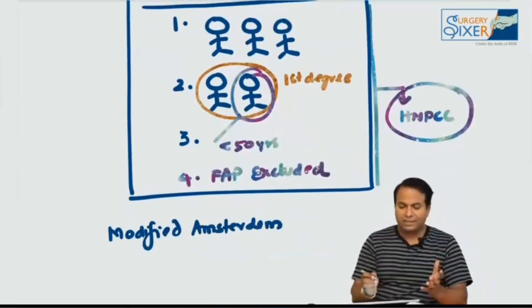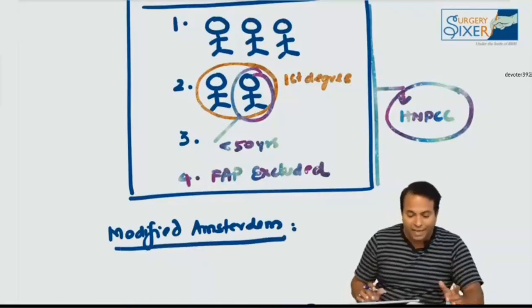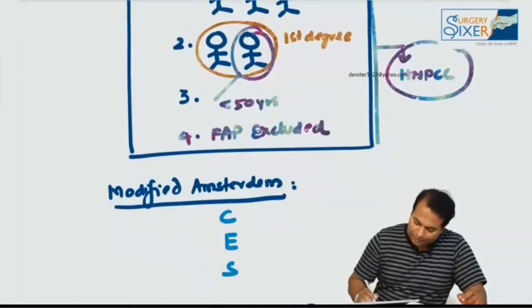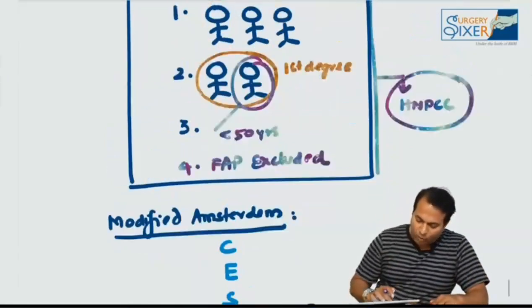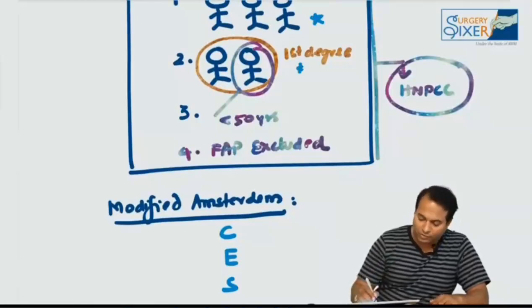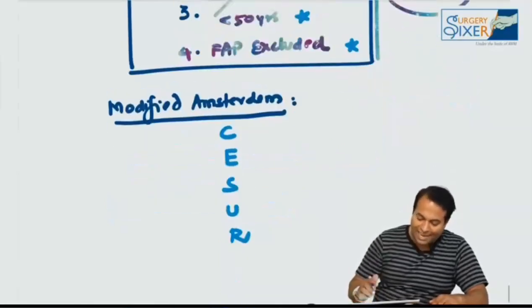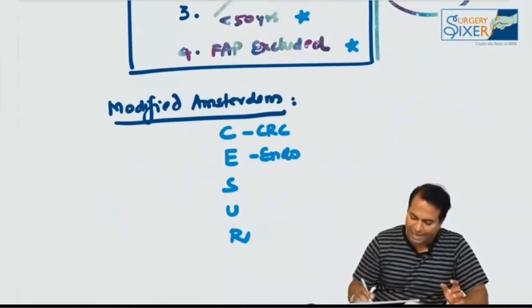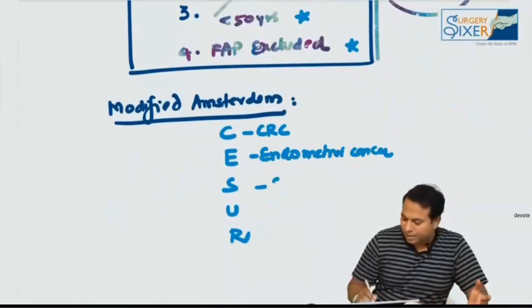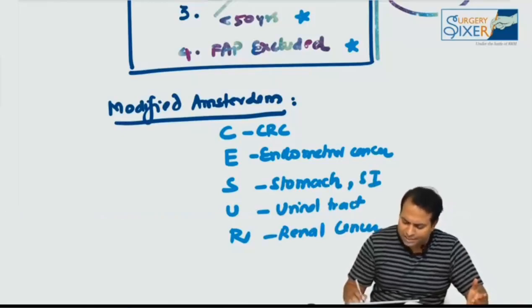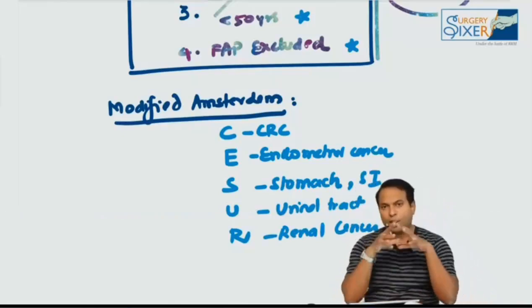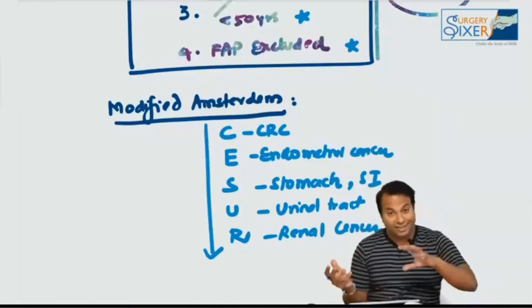In this criteria everything is the same, but they not only take colorectal cancer, they also take other cancers, remembered by the mnemonic CAESAR. In one family 3 members affected with cancer, 2 are first degree relatives, 1 less than 50 years, and FAP excluded. And the cancers are colorectal cancer, endometrial cancer, please remember endometrial cancer, and stomach cancer, urinary tract cancer or renal cancers. Stomach or small intestine cancers are also seen. So modified Amsterdam is not important for PG, but please remember that other cancers are also included.